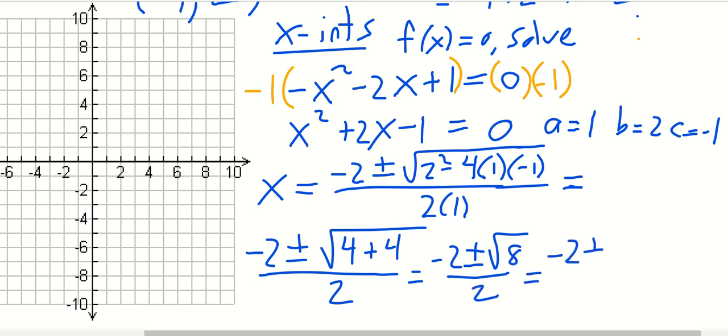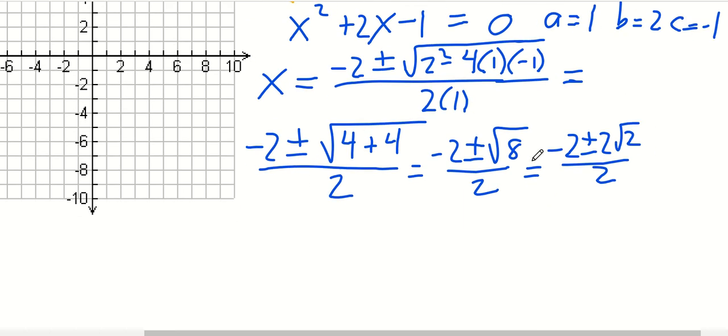which is -2 plus or minus. Now the square root of 8, that will reduce. The square root of 8 is the same thing as the square root of 4 times the square root of 2. And the square root of 4 is 2. So we get 2 square root of 2, like this.